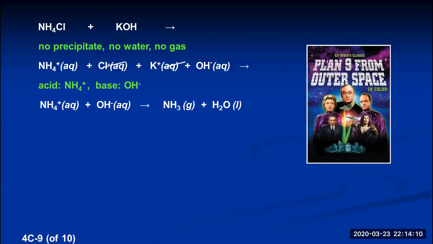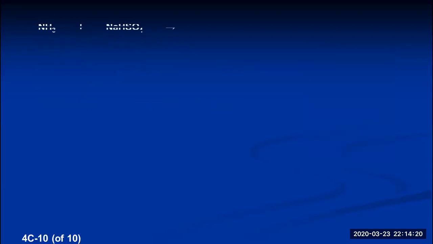Let's do one final one. This one's going to be a little bit more challenging. Let's say we take gaseous ammonia and bubble it into a solution of sodium bisulfate. Gaseous ammonia bubbled into a solution of sodium bisulfate. This is two compounds, so you would want to switch the partners. The problem is NH3 is really not an ionic compound, so it really doesn't have a positive and negative component.